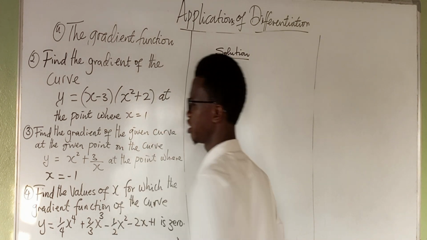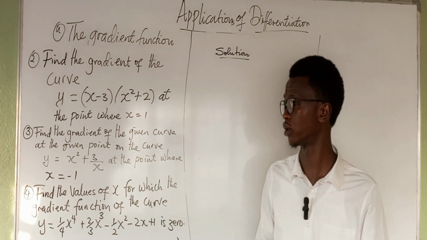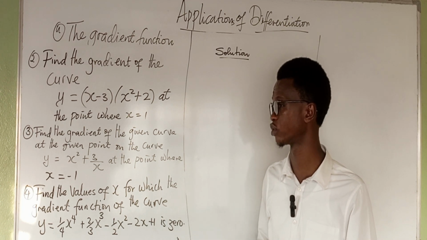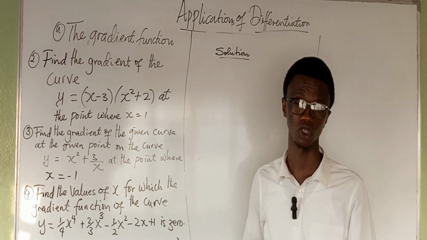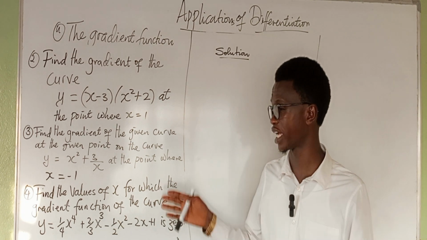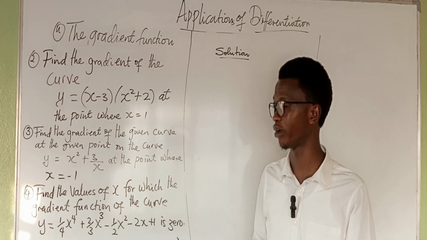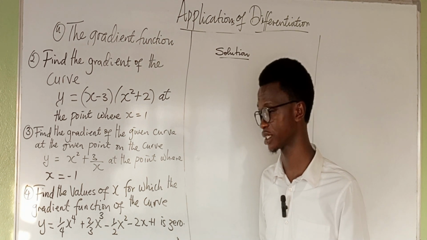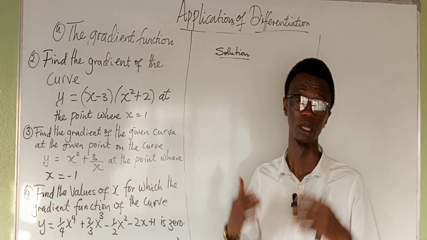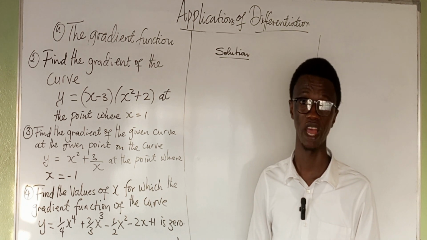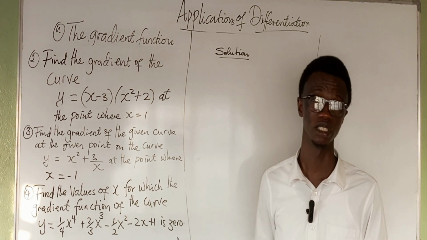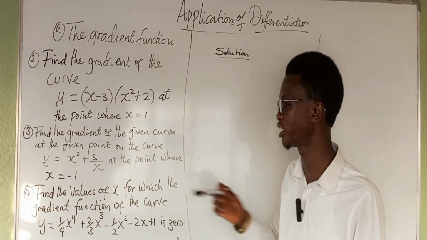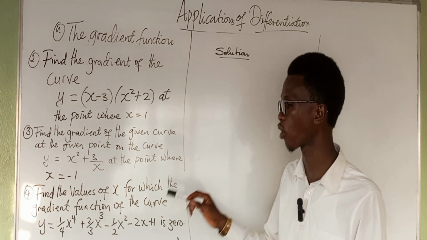So the last example is a bit different from the ones we've done. The 3 problems are more like asking us to find the gradient of the given curve. The next one is basically more like the reverse. Now we have been given the gradient. Okay, we are asked to find now the values of x for which the gradient is given. So find the values of x for which the gradient function of the curve.